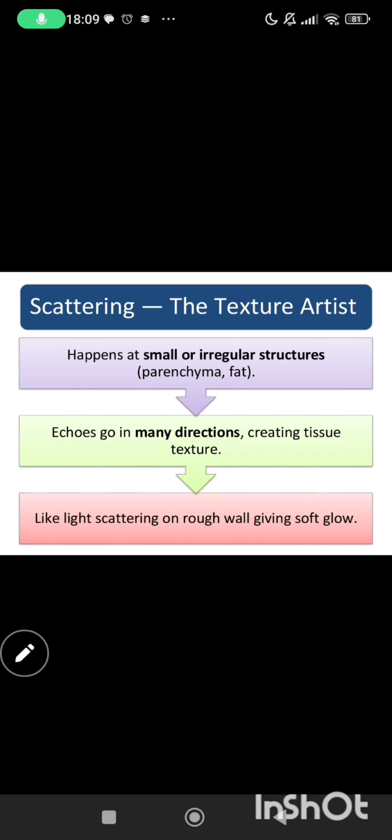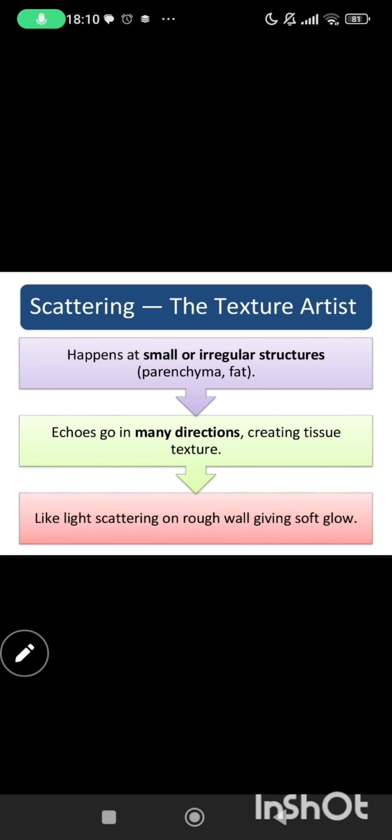So what is scattering? Scattering is like the texture artist. Imagine shining a flashlight on a perfectly smooth mirror. The light bounces back neatly towards you. But if you shine the flashlight on a very rough wall, the light scatters everywhere, creating a soft glow. Exactly this happens in scattering.